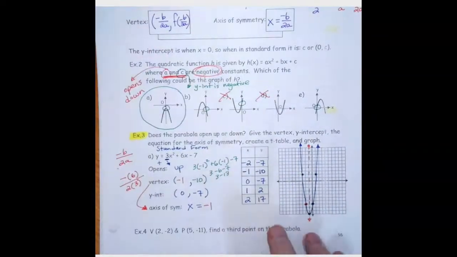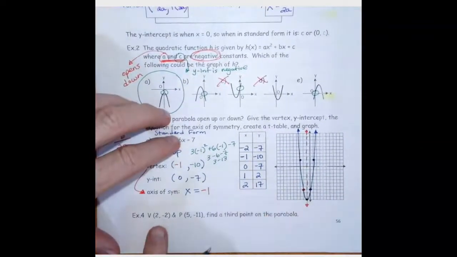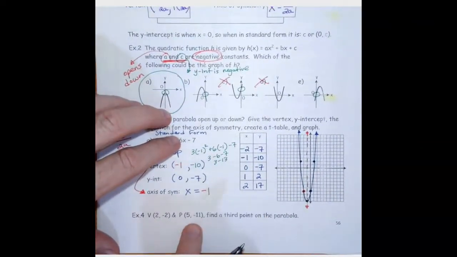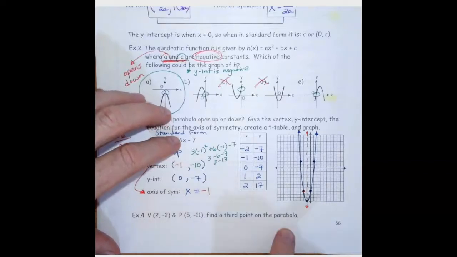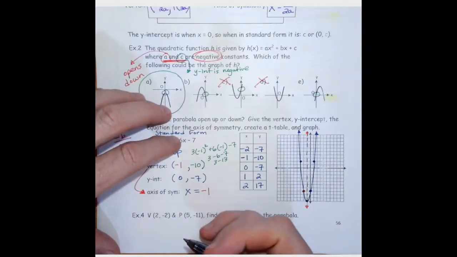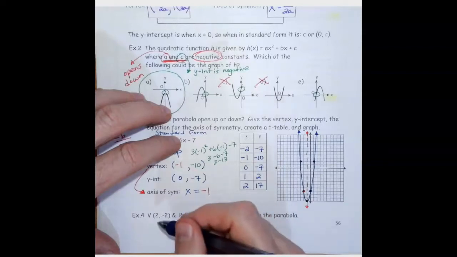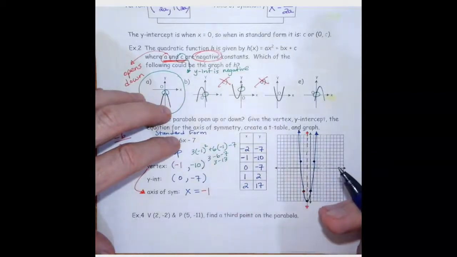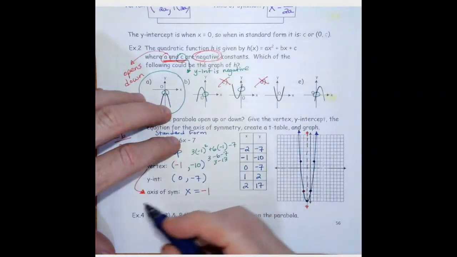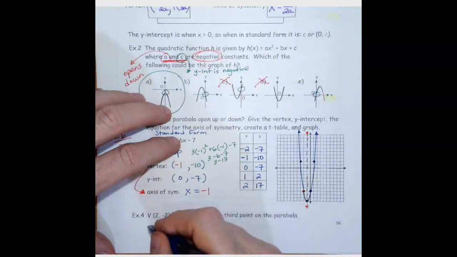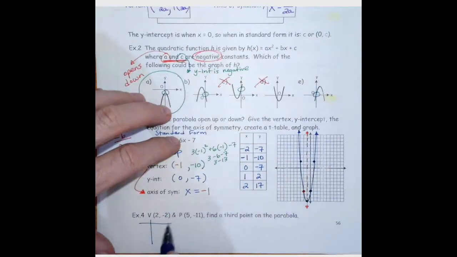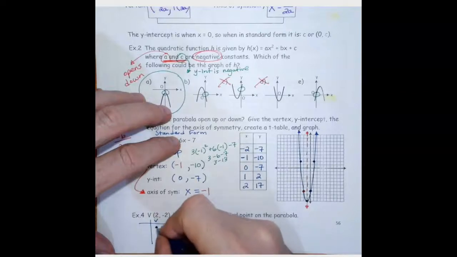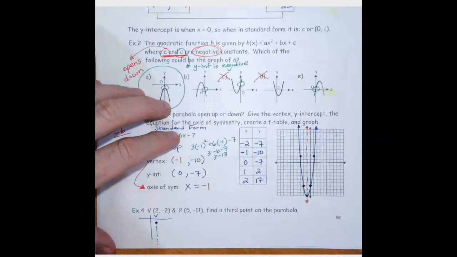This tells us that our vertex is 2, -2, and another point is 5, -11. Find a third point on the graph. So if you think about this, the vertex is at 2, -2. So where would that be? 2, -2. Let's say that's right here. That's V. Remember then, the axis of symmetry would go through there also.